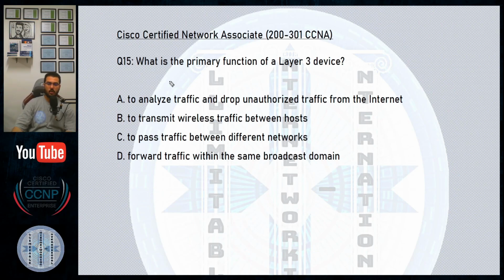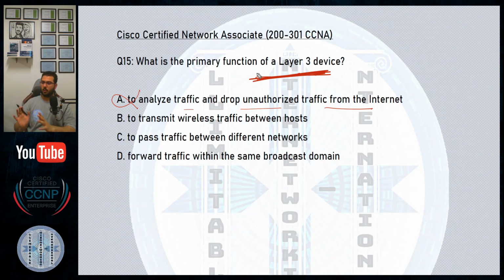6 questions to go. What is the primary function of a layer 3 device? Route between different broadcast domains. To analyze traffic, drop unauthorized traffic from the internet. This is a security device. A security device will definitely be a layer 3 device.